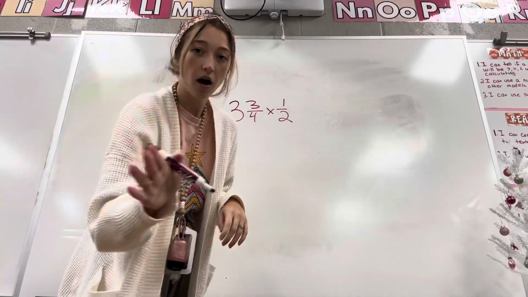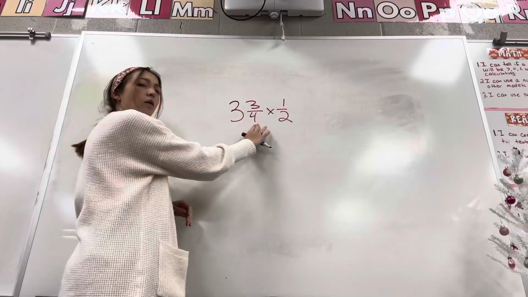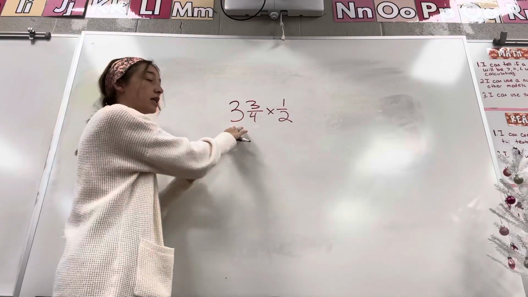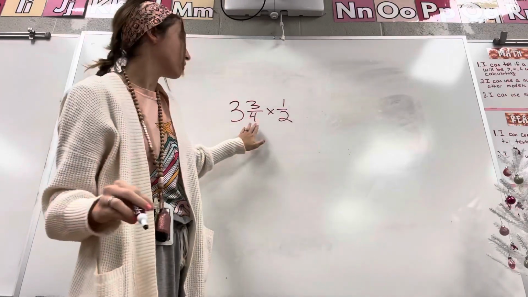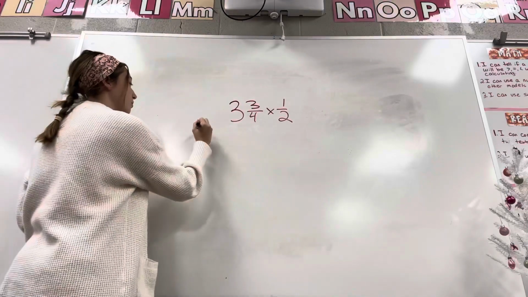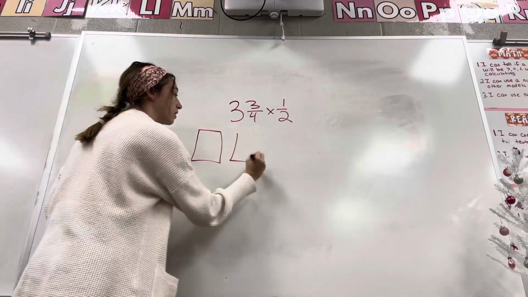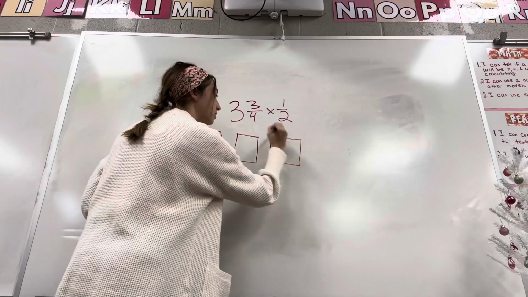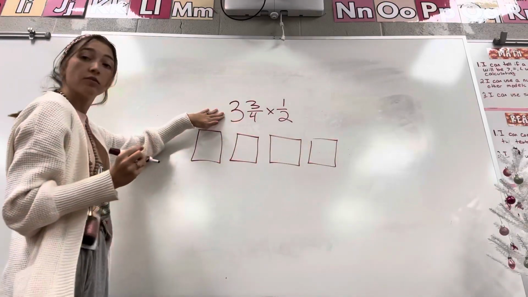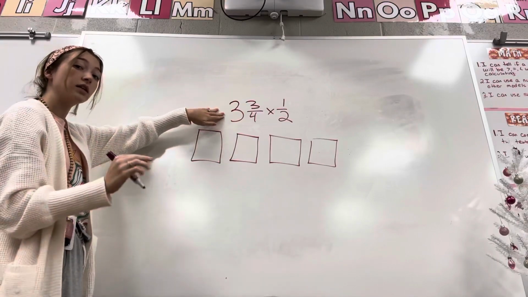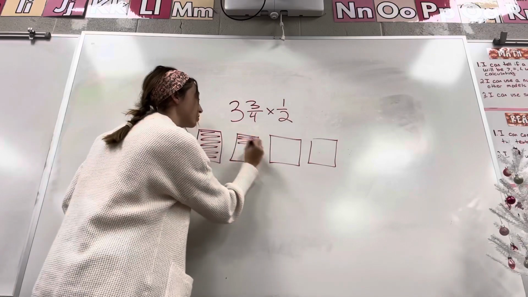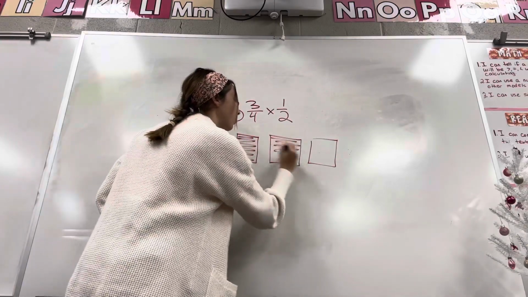First way, a model. What do I need here to model this? I need how many wholes. Now I have 3 wholes, but how can I represent that 3/4? We're going to have to draw that 4th whole. So we're going to draw 1, 2, 3, 4 wholes. Now I've got 3 and 3/4, so I'm going to shade 3 and 3/4. So here's 1 whole, 2 wholes, 3 wholes.